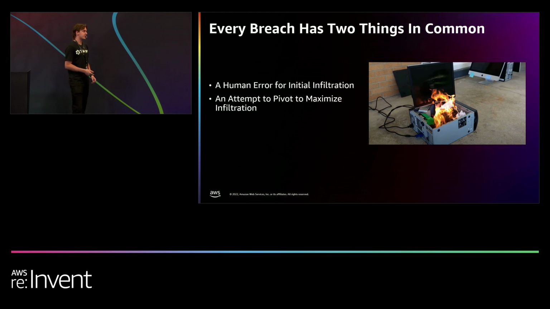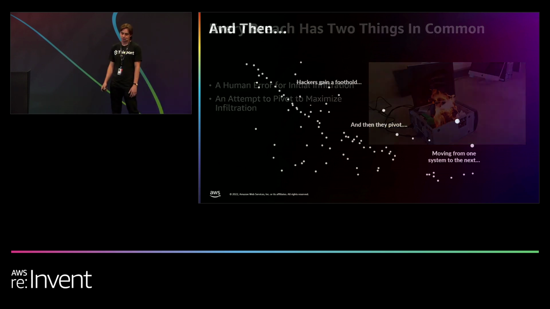So first things first, you have your breach. We found that every breach has two things in common. First, there will be a human error for that initial infiltration. And then there'll be an attempt to pivot to maximize that blast radius and get the most out of that infiltration. So this is how they always look, 99.9% of the time.